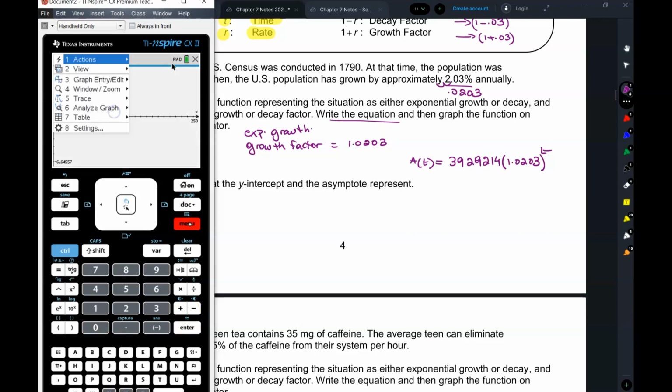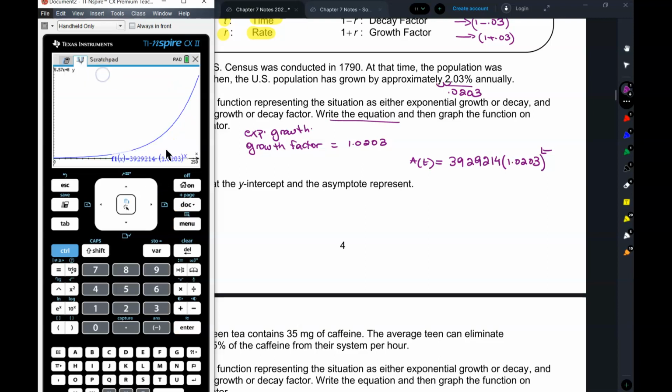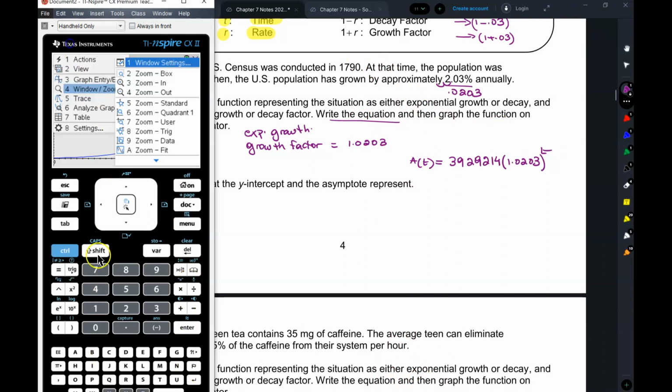So what I can do then is menu, window zoom, and here go to A, which is zoom fit, and you can see a very pretty graph. So once you fix your x-axis, when you do zoom fit, it'll show you all of the y's. The window setting, for the x's, I went from 0 to 250.